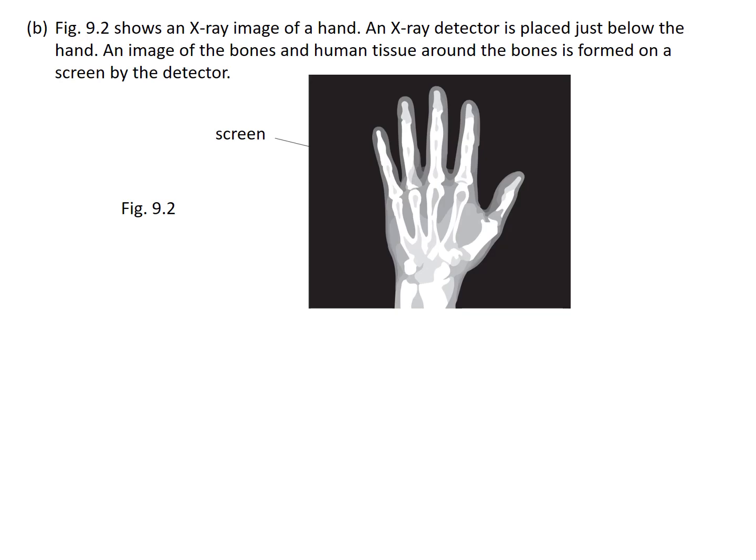Question B. Figure 9.2 shows an X-ray image of a hand. An X-ray detector is placed just below the hand. An image of the bones and the tissues on the bones is formed on a screen by the detector.